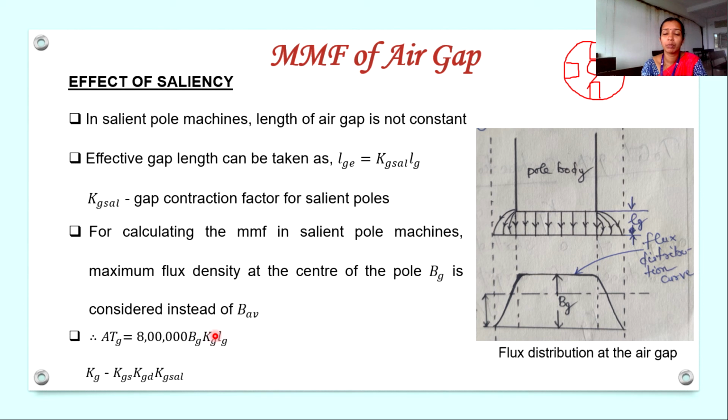Here the total gap contraction factor kg will be equal to kgs into kgd into kg salience. We have to take the effect of saliency also. kg is usually equal to kgs into kgd, but in case of salient pole machines, we have to take the effect of saliency also, that is kg sal, which is the gap contraction factor for salient poles. So that is the equation for MMF of air gap: ATg is equal to 800000 into Bg into kg into Lg. This equation you have to remember. This is needed in the upcoming modules.